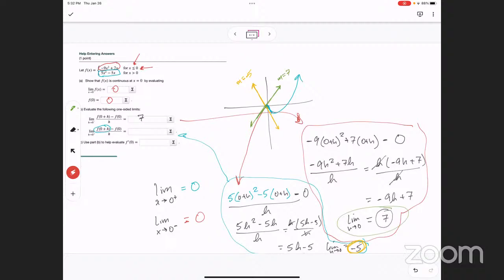So because they're different, you can't take the what? The derivative. So it's not differentiable. Part C says use part B to help you evaluate f prime of 0. And the answer is does not exist, because they aren't the same number. But if both of those equations gave 7, then it would exist. That's right. Okay. That makes sense.